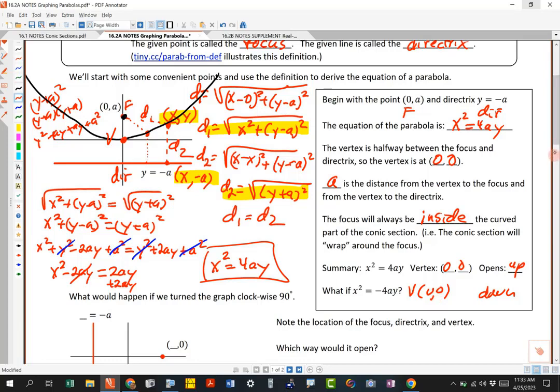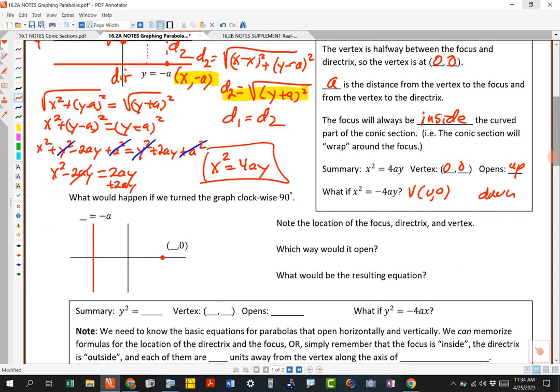So I'm going to slide down here, and we can do the same thing if we turned it to the side. Say we tilted it 90 degrees clockwise. This would be a vertical line, so this is x equals negative a. What's the x coordinate of this focus right here? A. That would be a. So the focus is going to be at a, 0. The directrix is going to be x equals negative a. And the vertex would still be at 0, 0. Which way would it open?